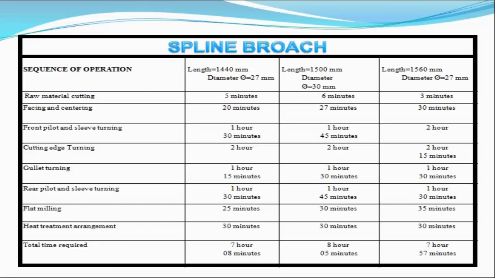This slide shows the sequence of operations and the time required based on different lengths and diameters of the cutting raw material. The sequence of operations, as could be seen, is first raw material cutting, then facing and centering, then front pilot and flip cutting. In each table we have shown 3 specific lengths and diameters as examples, which have been found from the company, and we have estimated and calculated the time required for each operation in the sequence, and at last we have given the total time required by summing up all the individual times. For example, with length 1440 and diameter 27 mm, the total time required is 7 hours 8 minutes.